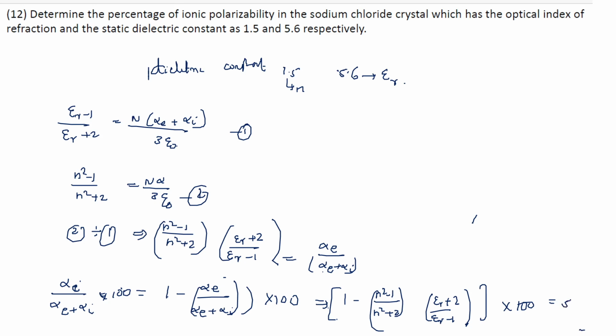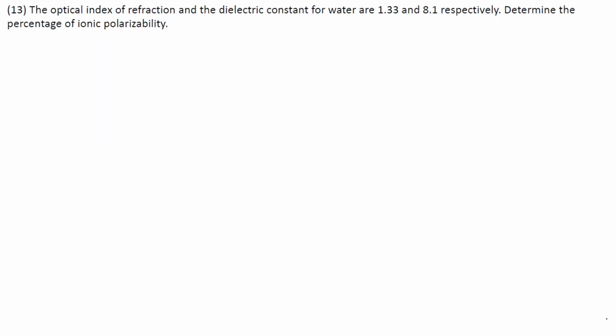So we will get the answer 51.4%. Okay, now let us go to the next one. The optical index of refraction and the relative constants of water are 1.33 and 8.1 respectively. Determine the percentage of ionic polarizability.